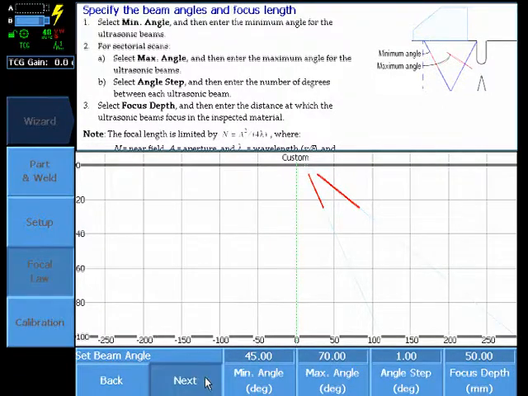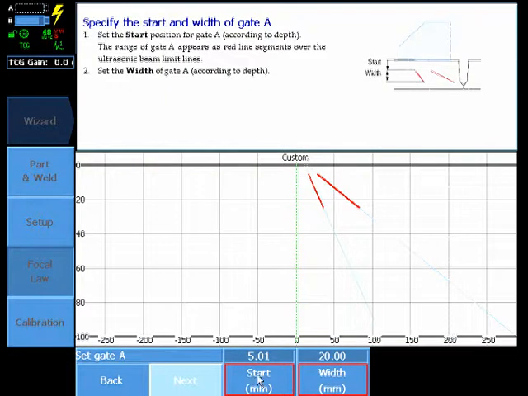Ensure your gate position is going to be over your target. We can change this after the wizard, but if you know your target position, in our example we're going to use a 1/2 inch or 12.7 millimeter target, so our gate position will place the gate over the relative target. Select Next and Generate.